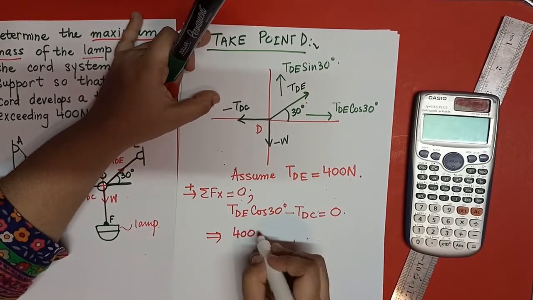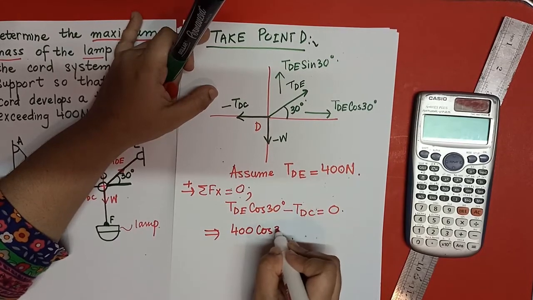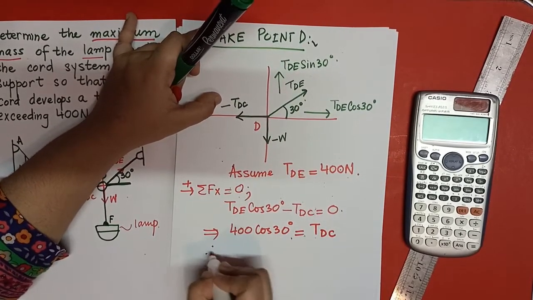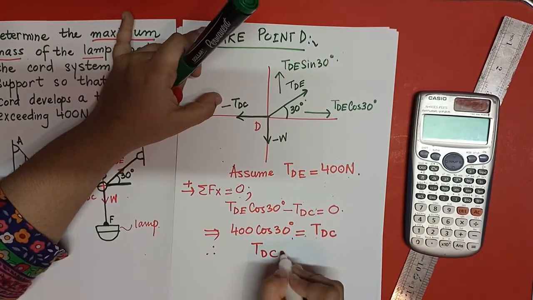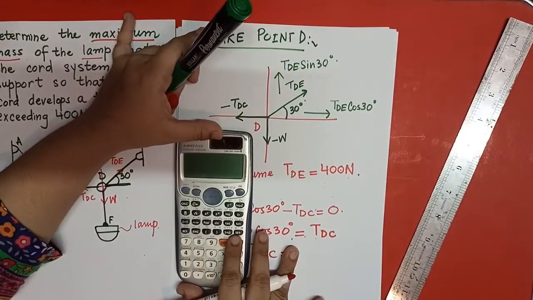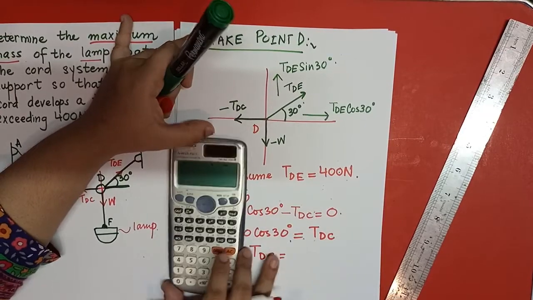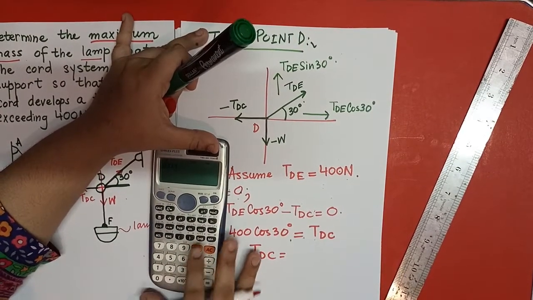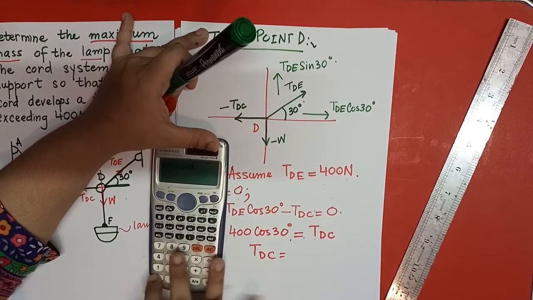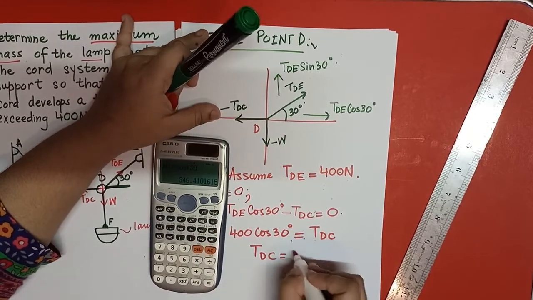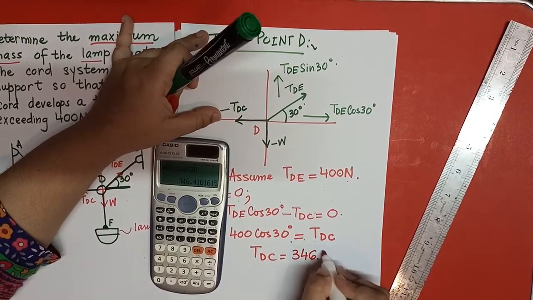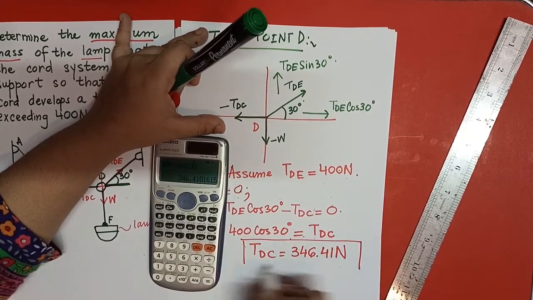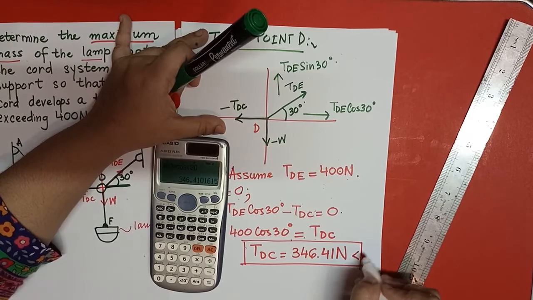So I will put 400 here and cos of 30 degrees, so it will be like TDC here. Therefore, TDC comes out to be how much? Let me see whether it is coming out less than 400 Newton or greater than 400. So I will multiply 400 with cos 30. The answer is coming out to be 346.41 Newton, so it is less than 400 Newton.